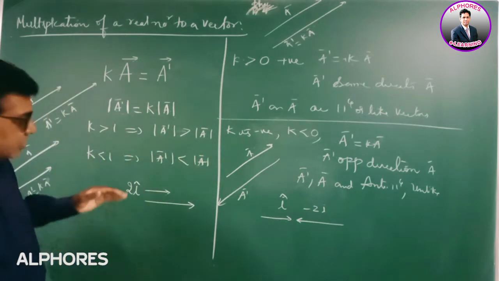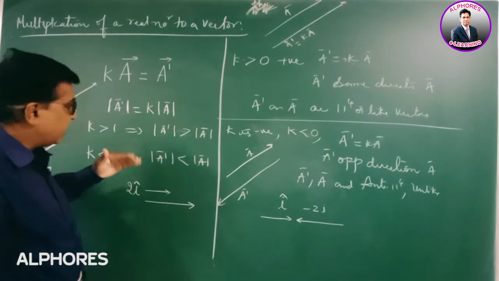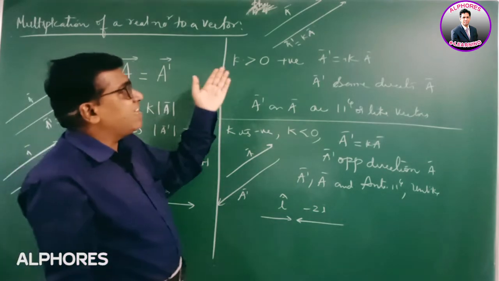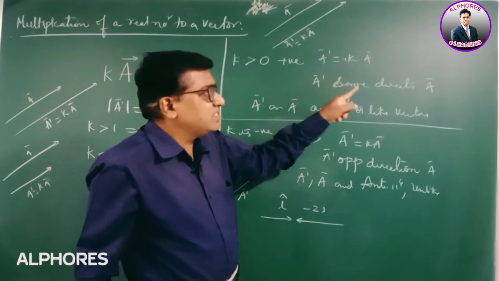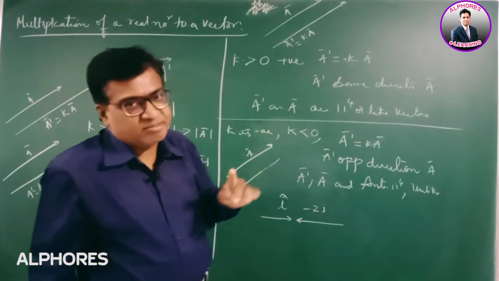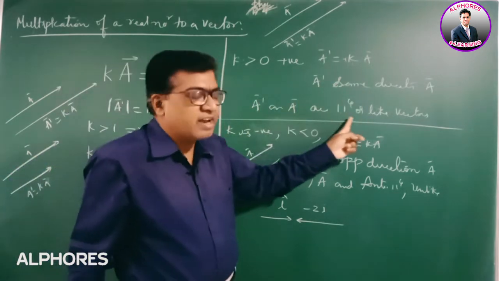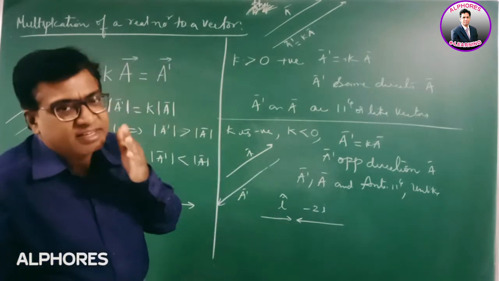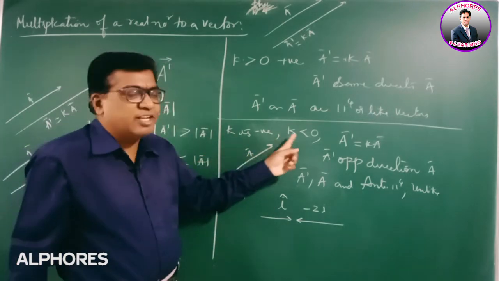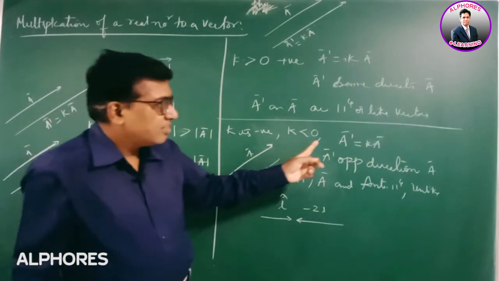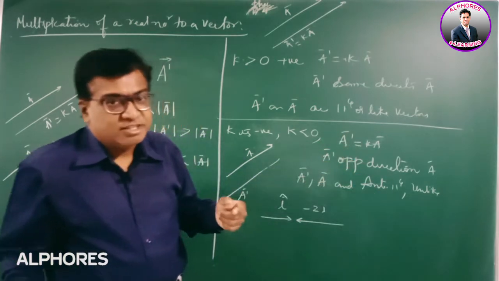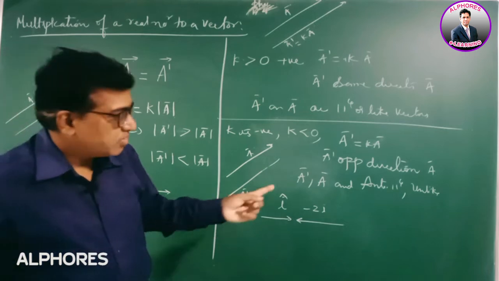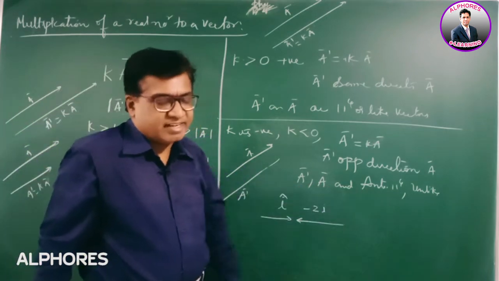Direction remains the same. Now if k is greater than 0, positive, then of course the magnitude changes k times but the direction remains the same. Then the vectors are said to be parallel or like vectors, collinear vectors. But if k is negative, less than 0, then the magnitude changes k times, the direction is reversed, it becomes opposite. So it is anti-parallel or unlike vectors.